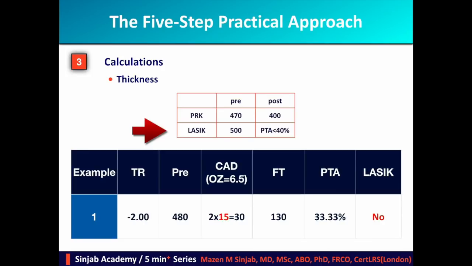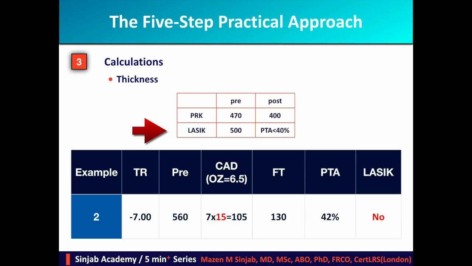This is an example. Total refraction is -2. The pre-op is 480. The central ablation depth for 6.5 millimeter optical zone is 30 microns. If I'm going to create a flap of 130 microns thickness, then the PTA will be 33.33%. But although it is less than 40%, I cannot go for LASIK because the pre-op is less than 500 microns.